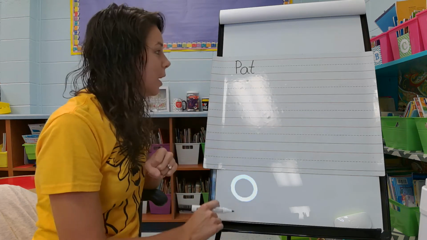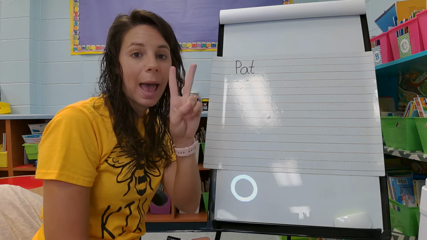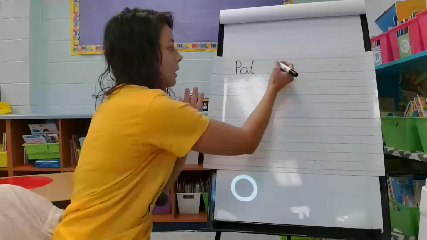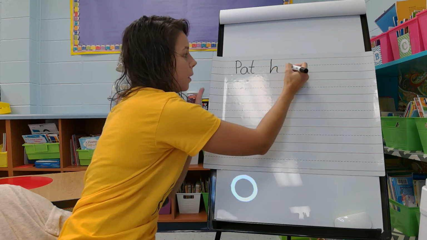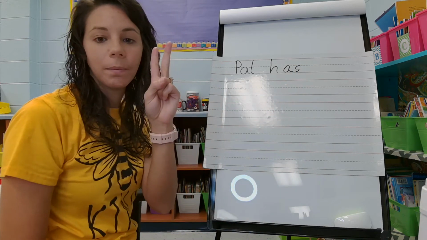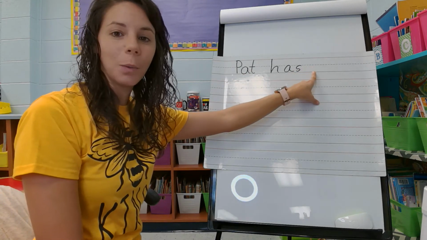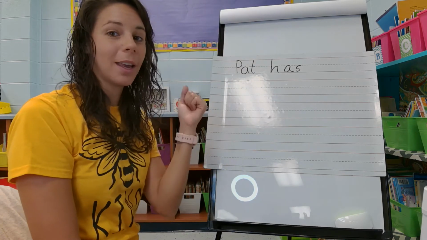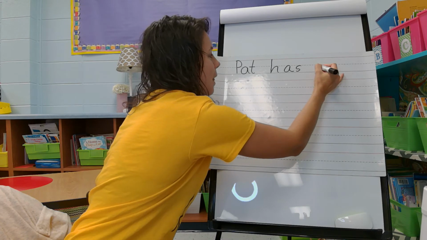Has. How many sounds in the word has? A, s. 3 sounds too. So let's begin spelling that. H, a, s. Pat has. What was our next word? A. Awesome. If you remember our locking and loading, A. Just 1 sound in that word.